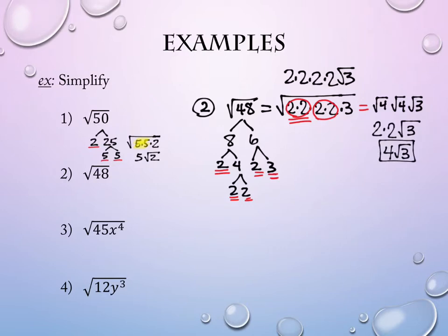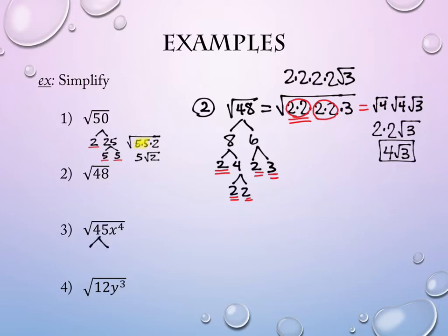Let's do the next one. So part of the reason why I want you to think about these inside of pairs instead of the square root of 4 business that we were looking at, which justifies why it works, is because this process works for variables as well. So on the next one, I actually have a variable raised to a power here. It's x to the 4th.